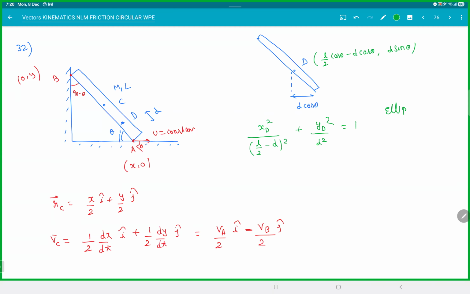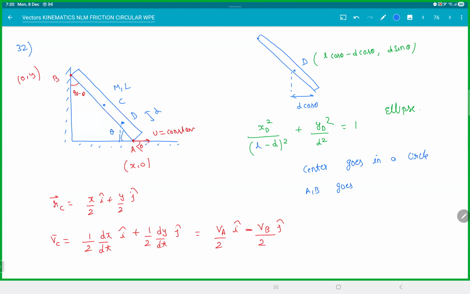D is going in an ellipse. Clear with this? D is going in an ellipse. Center goes in a circle. If D is equal to L by 2, this is L cos theta actually. Right? If you take center, if D is equal to L by 2, it becomes center. Center goes in a circle. A and B go in straight lines.